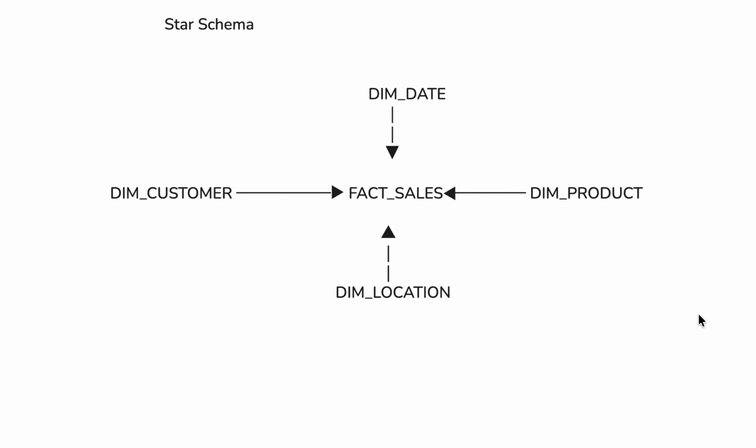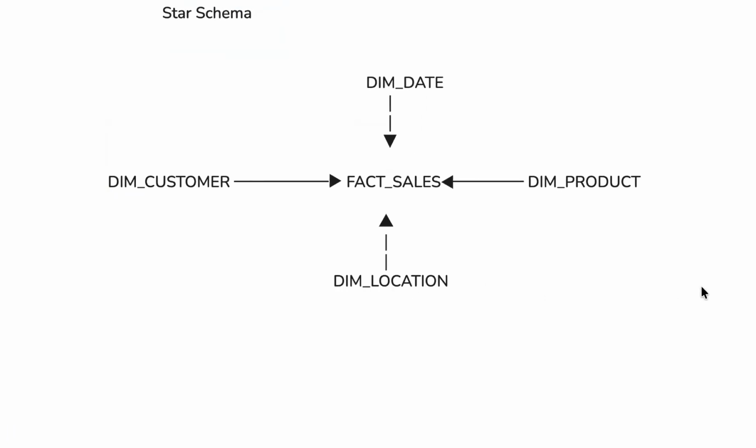Now let's put everything together. The fact table sits in the center. The dimensions surround it. This is the classic star schema. Here's the simplest way I think about it. The fact table tells us what happened and what we want to measure. The dimension gives us the descriptive context around that event. And that descriptive context is who, what, when, where.